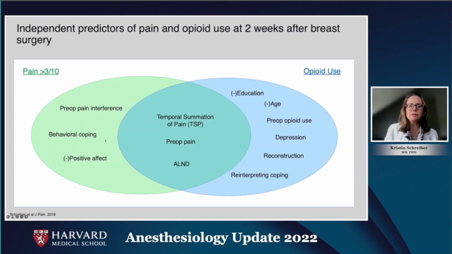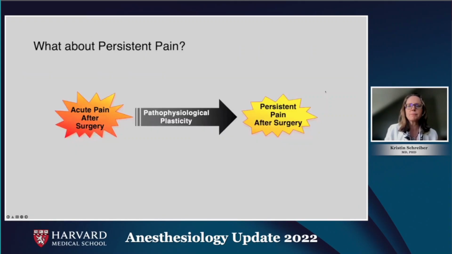Similarly, some of the psychosocial factors, including positive affect, depression, and also some demographic factors like less education, younger age, were associated with greater opioid use. So really using aspects of the biophysical and psychosocial phenotype could help explain some of these acute postoperative outcomes.